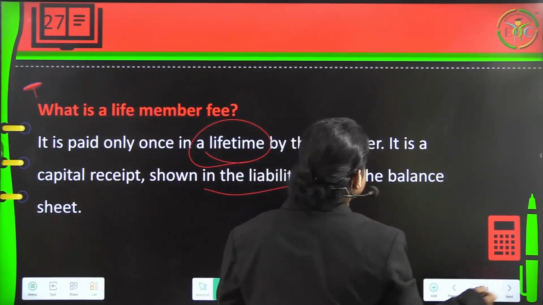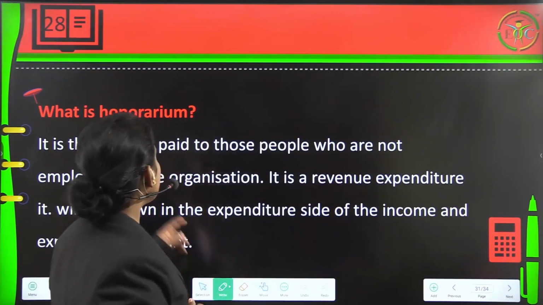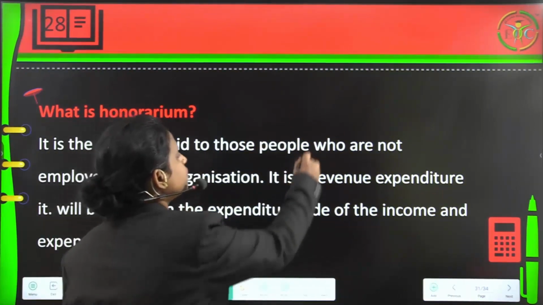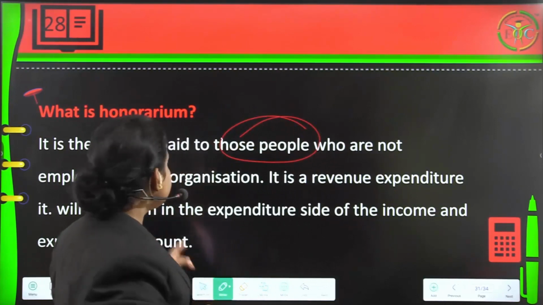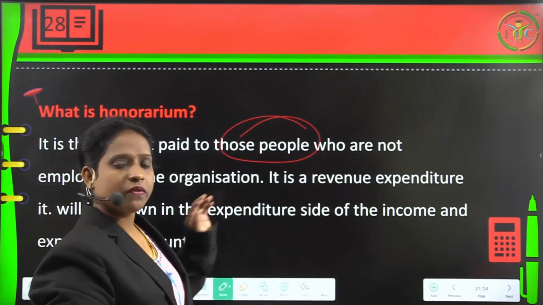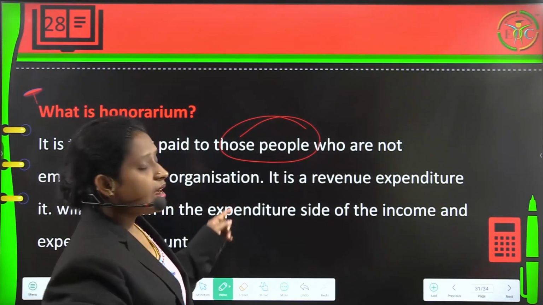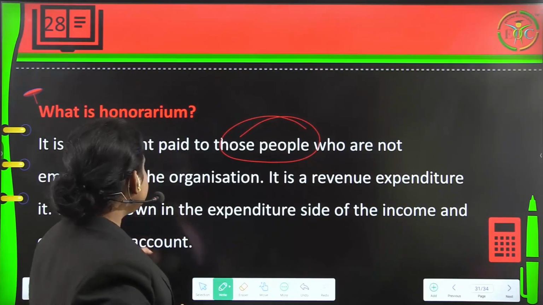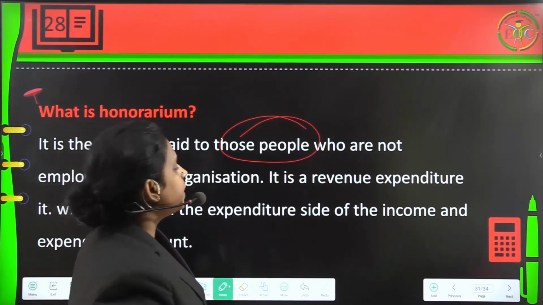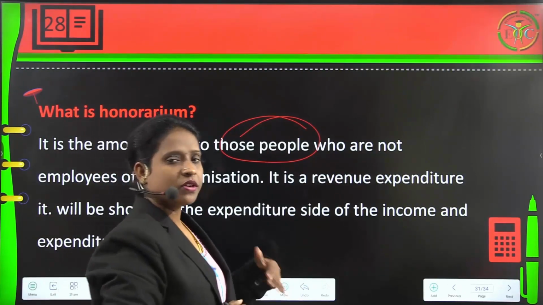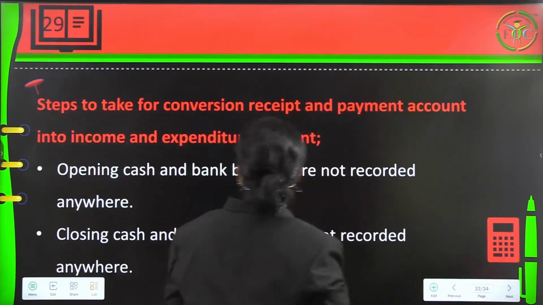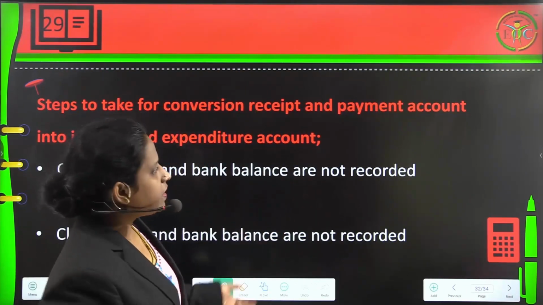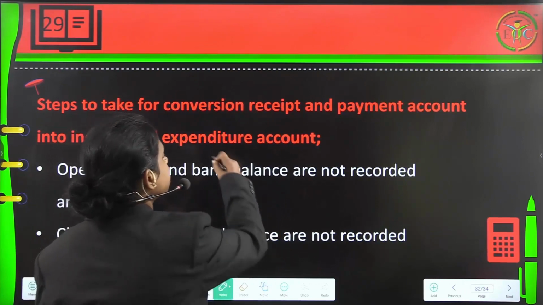Then what is honorarium? It is an amount that is paid to people who are not employees of the organization, and it is considered a revenue expenditure. It will be shown on the expenditure side of the income and expenditure account because it is an expense. Then the steps to take for conversion of the receipt and payment account into the income and expenditure account.